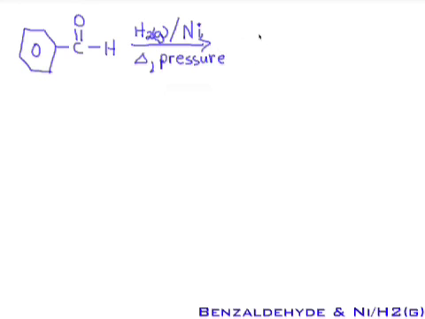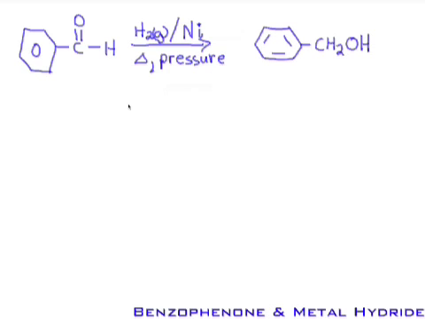What happens is it adds an H to the carbon and an H to the oxygen. And so you get CH2OH, or benzyl alcohol, phenylmethanol. Okay? Let's do one with the other reagent. Now let's use our friend a ketone. We've used them several times now, benzophenone.